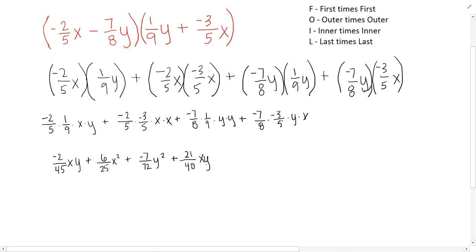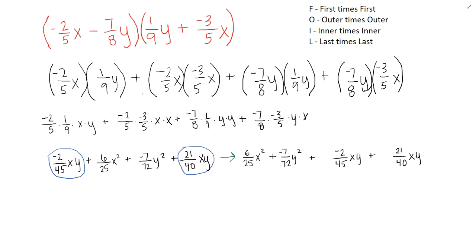And so we're almost done, but we have like terms that we can combine. So we need to find a common denominator so that we can add these two fractions. And so the lowest common denominator between 40 and 45 is 360. So we'll multiply this fraction by 8 over 8 and this fraction by 9 over 9.